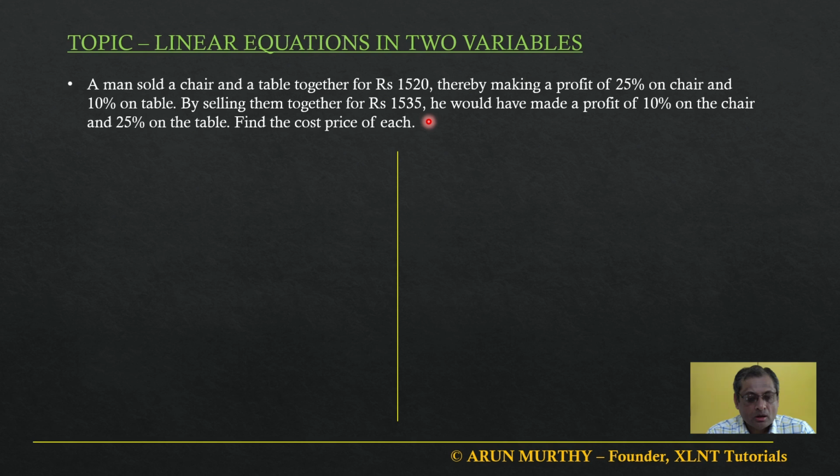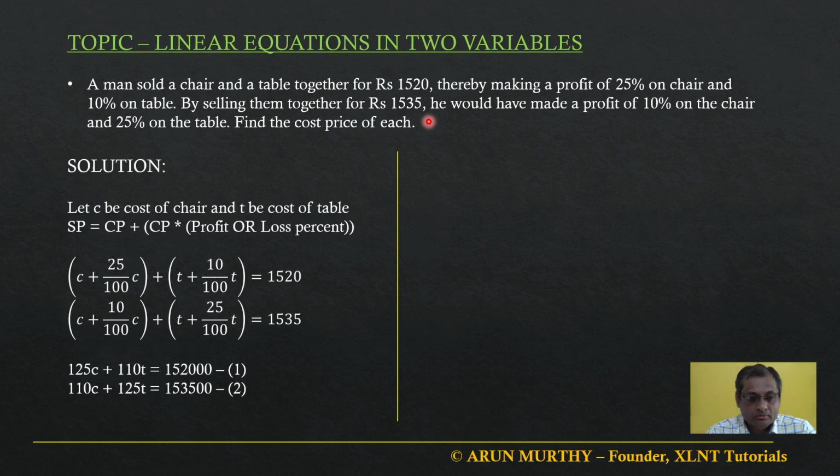Question is like this: a man sold a chair and a table together for 1520 rupees and he made a profit of 25% on the chair and 10% on the table. Instead, if he sells them for 1535 rupees, he makes a profit of 10% on the chair and 25% on the table. What is the cost price of the chair and what is the cost price of the table?